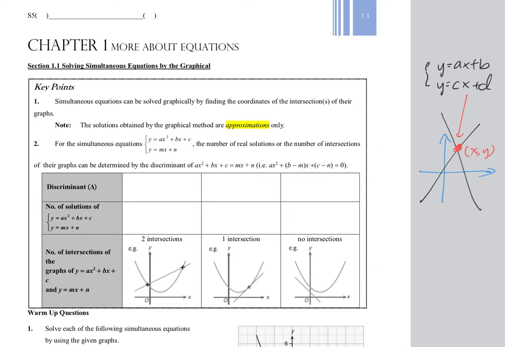And then after we put them in the general form, we can check the discriminant. If the discriminant is greater than 0, then there are two distinct solutions, so you call it two intersections. One intersection: discriminant is equal to 0, one solution. And less than 0, we have no real solutions, which means no intersections.